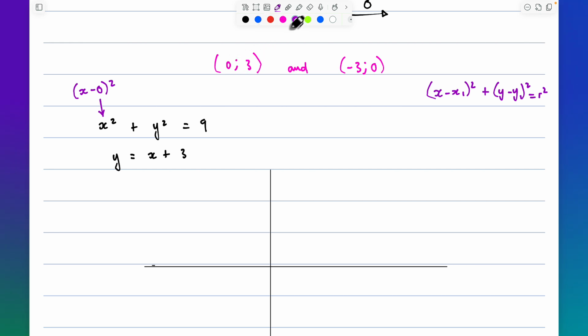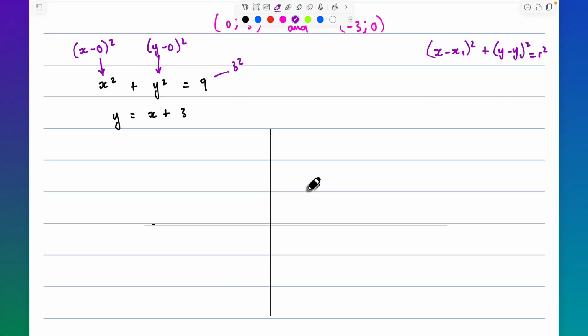And then for the y, it's the same thing because there's no other y expression that's there, which means there hasn't been any expansion that's happened. So in this case, we can also interpret this as y minus 0 squared. And then over here, we have the 9, which is basically 3 squared. So we can tell that our radius is going to be 3.